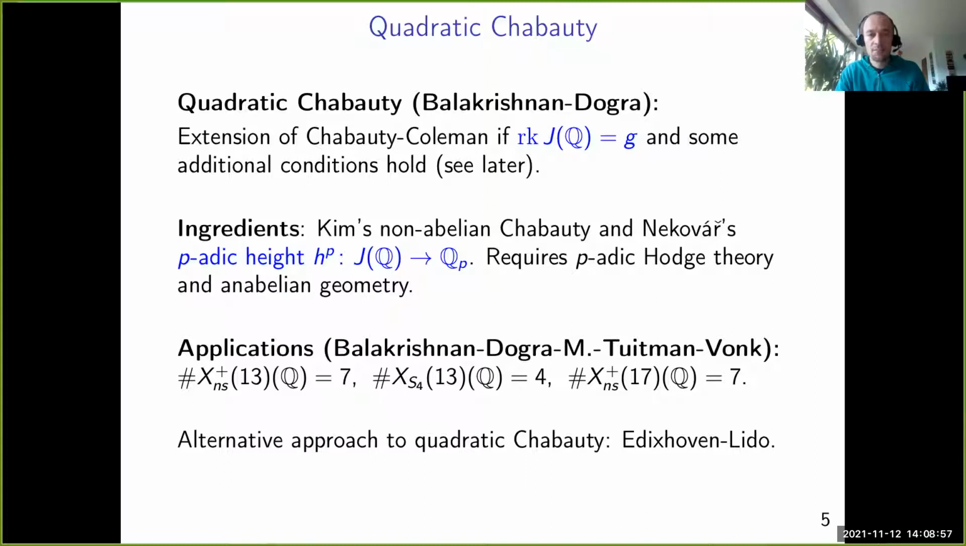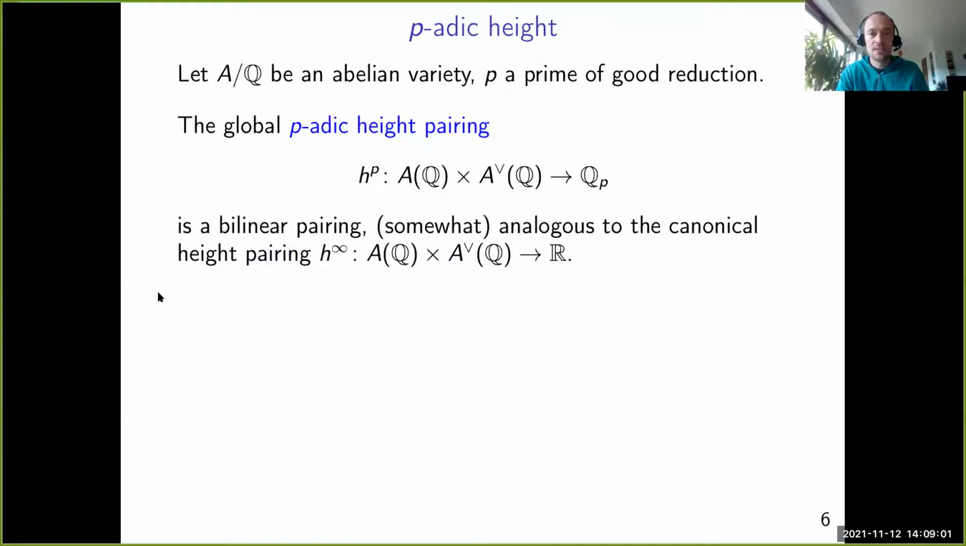Right, so I mentioned the P-adic height here. Let's say something about the P-adic height, since that is somehow the main ingredient for the quadratic Chabauty method and also the main topic of this talk. So more generally, I'll let A be an abelian variety over the rationals. And I fix a prime P of good reduction, and I want good reduction for simplicity. Everything we do can be generalized to other types of reductions, but then it's harder to actually compute things.